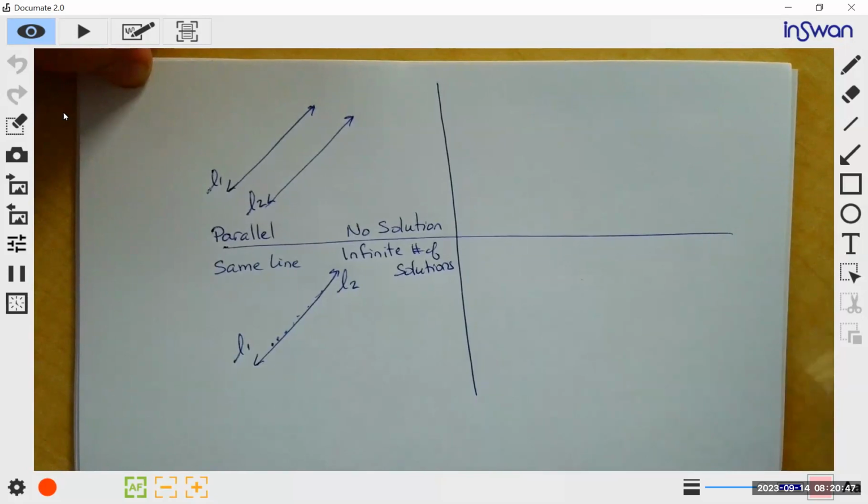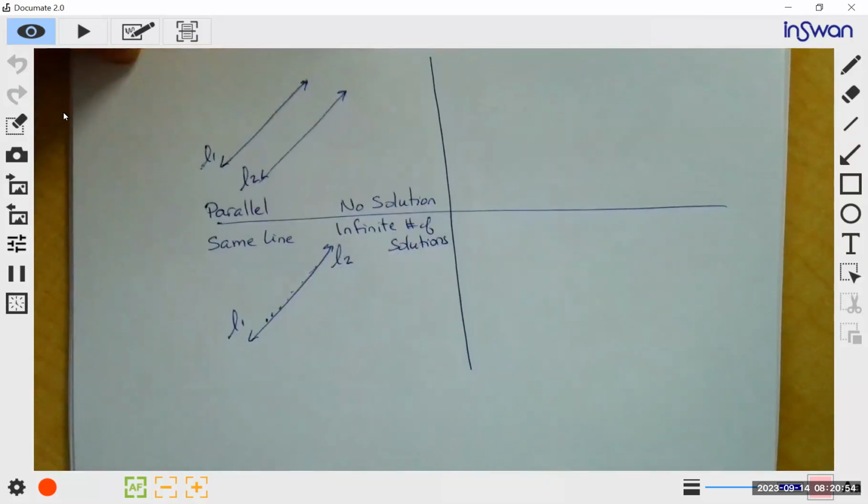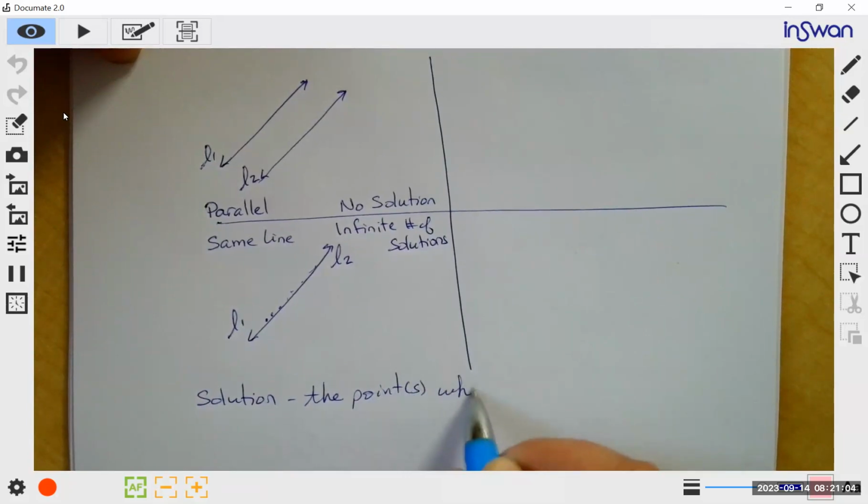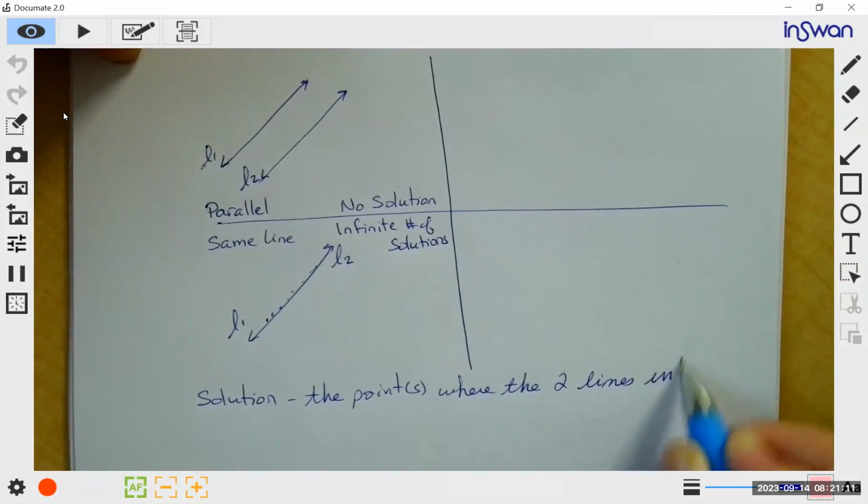So what does solution mean? When we have two lines, what does solution mean? Yes. So here we're talking about a solution: the point or points where the two lines intersect, where they cross.